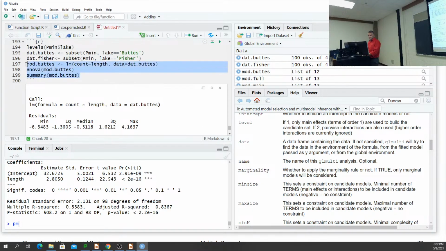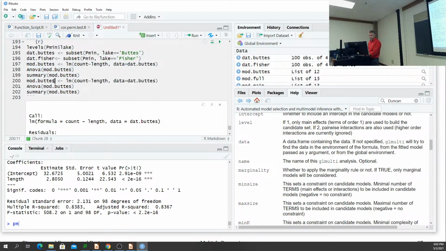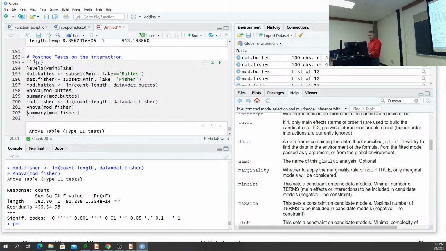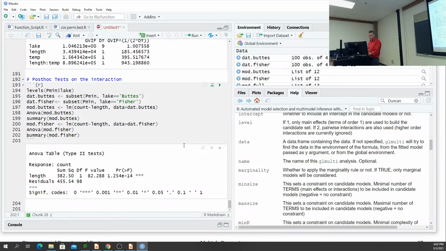And then we do the same thing for Fisher. So change this from mod Buttes to mod Fisher. Make sure we call this Fisher. ANOVA table. Significant effect.